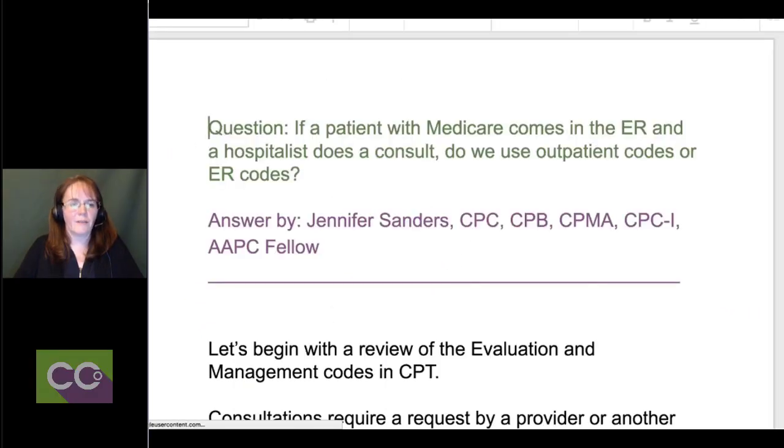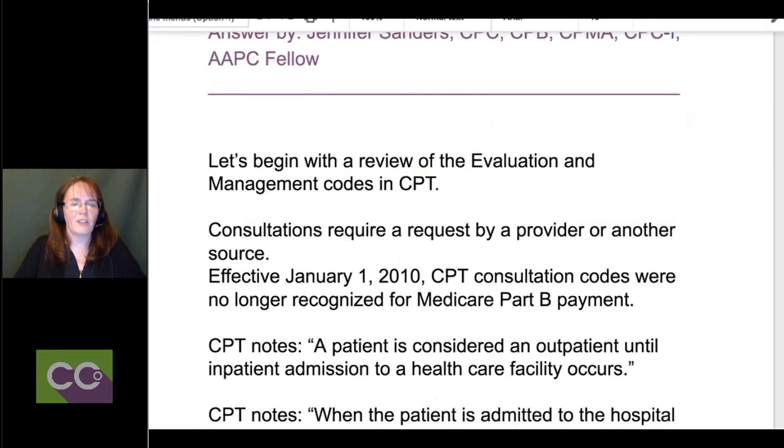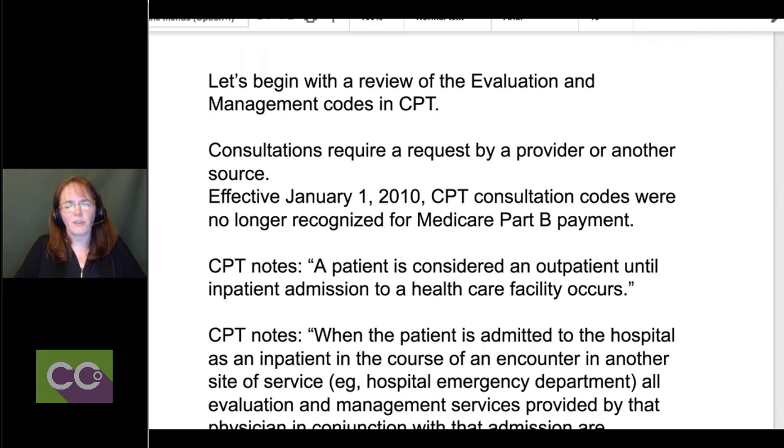Well, I wanted to go over just a little bit, beginning with a review of evaluation and management in CPT, because in that question there were so many little things. I actually read that question three or four times to make sure exactly what they were asking. So I just wanted to go over a little bit.